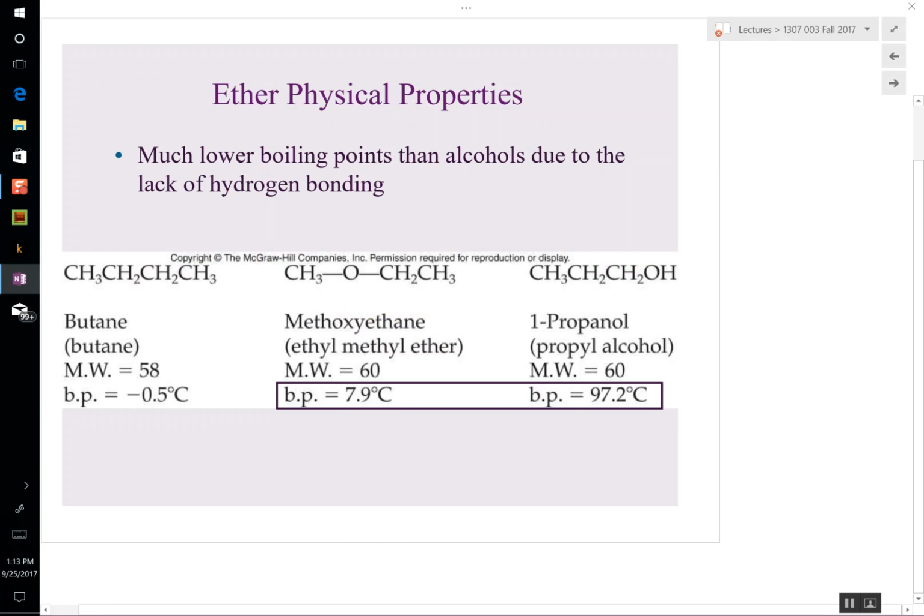A little bit about the properties of ethers. And the favorite thing to look at is particularly when we compare molecules that have similar molecular weights. So what do I have here? Butane, molecular weight 58. I've got methoxyethane or methyl ethyl ether. Yeah, ethyl methyl ether. It's a simple name right there. And propyl alcohol.